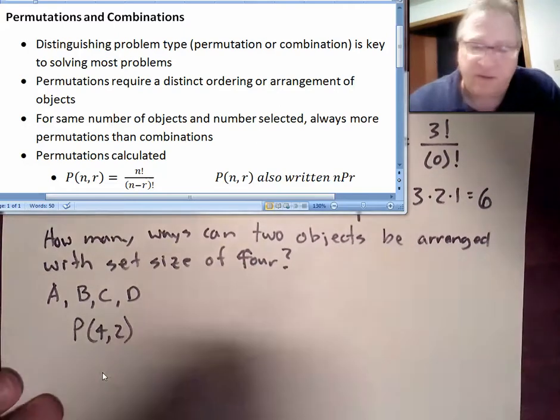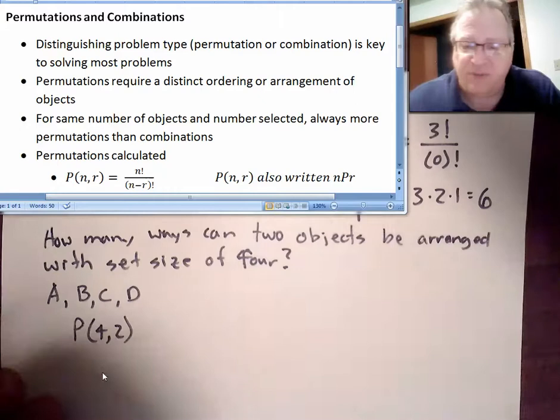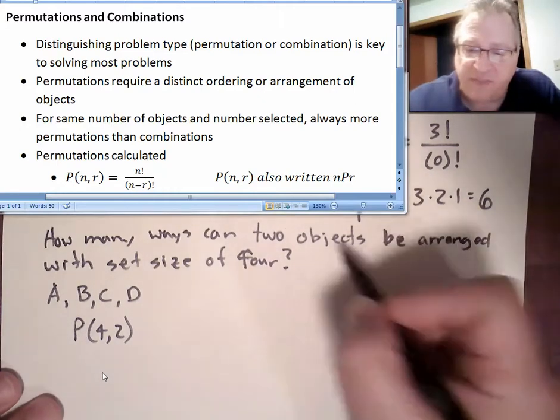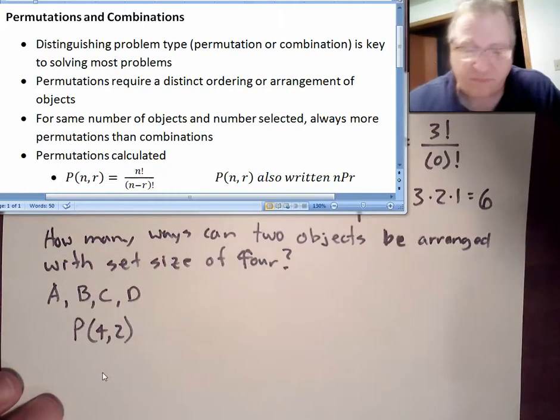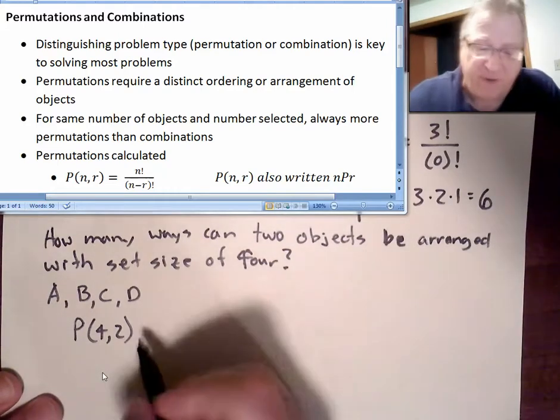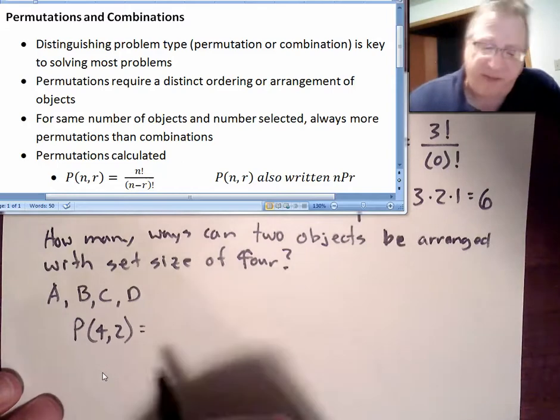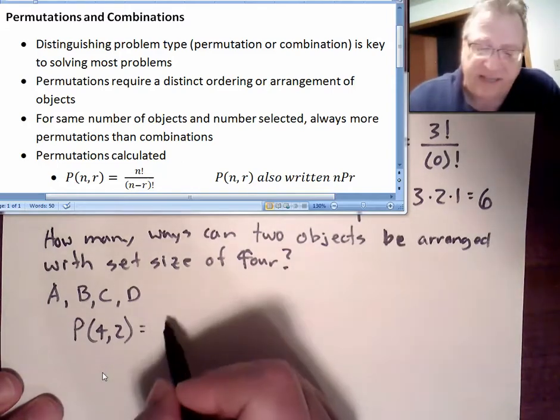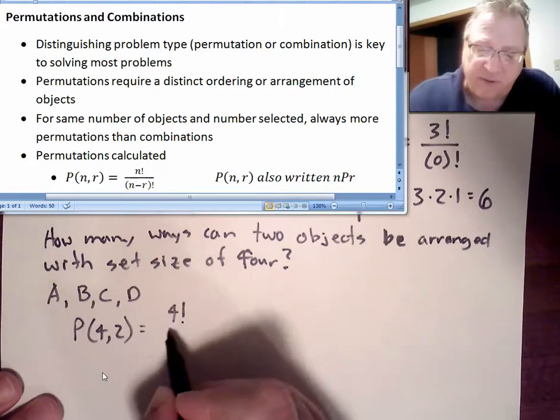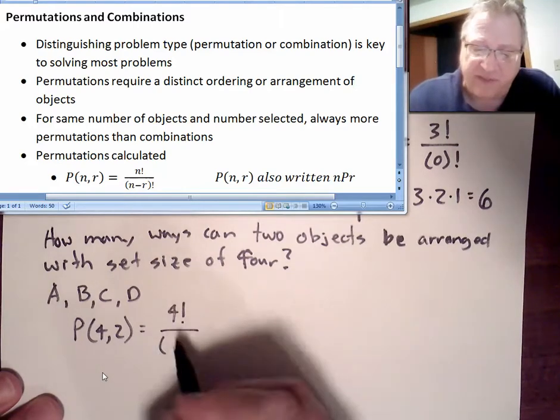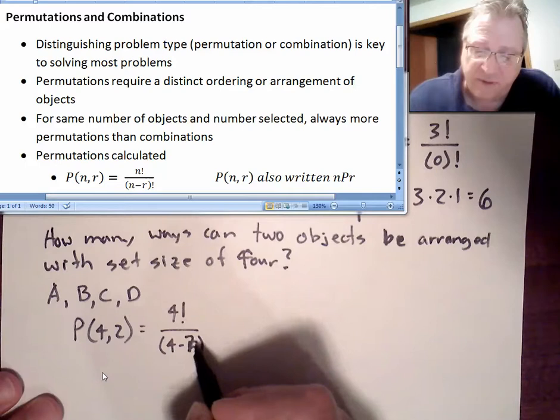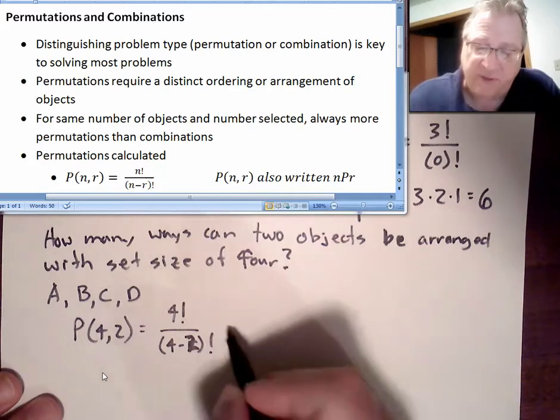Once again, the word arranged was used. So the order that the objects are going to be selected is important. In that case, we're looking at a permutation. Let's do the math here. 4 select 2. Our equation says we need n factorial, which is 4 factorial, divided by the quantity n minus r. Oopsie. 4 minus 2 factorial.